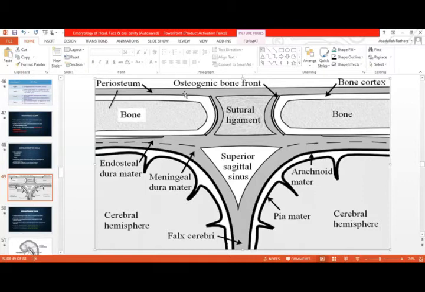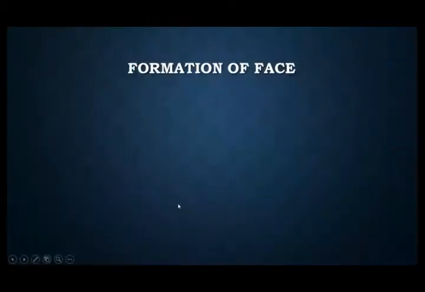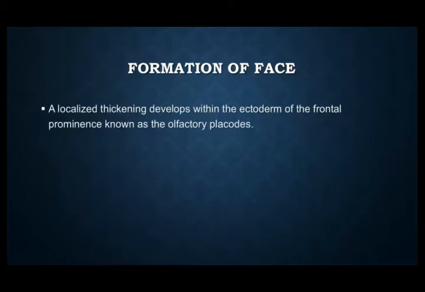So this is how the osteogenic layer is going to play its role to close the gap between the two adjacent bones of the cranial vault. So then we come to the formation of the facial region.